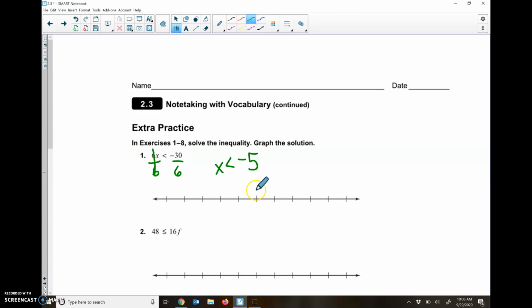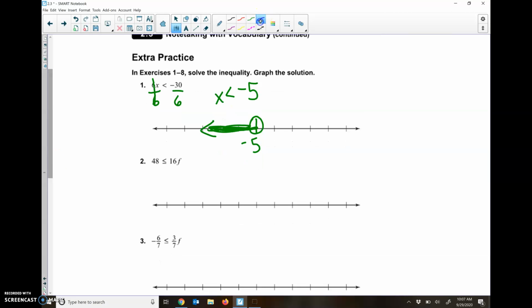Okay, so on my graph here, I'm going to put a negative 5. I'm also going to put an open circle because it's just a less than sign, not a less than or equal to. And numbers less than negative 5 end up getting shaded to the left, like negative 6, negative 7, negative 8, negative 9, all those.